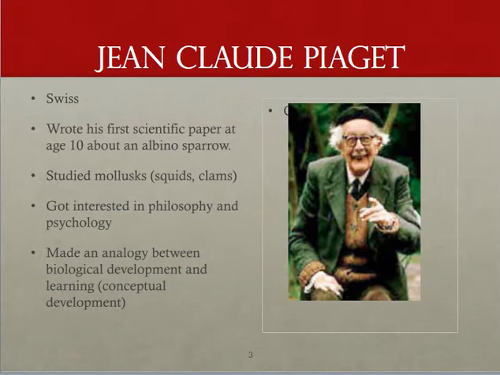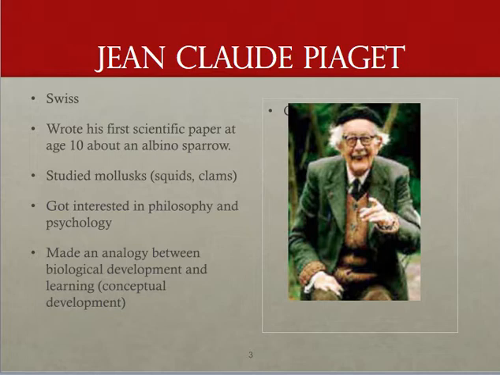First, let's think a little bit about Jean Piaget as a person. He was a Swiss scientific prodigy who started out as a biologist. He studied animals such as birds and then later mollusks. It was only later in his professional life that he became interested in philosophy and psychology.